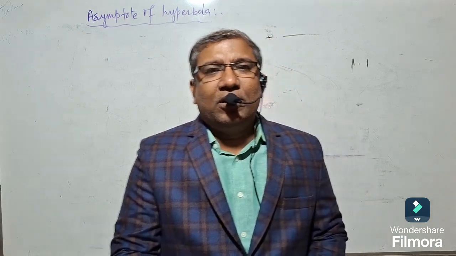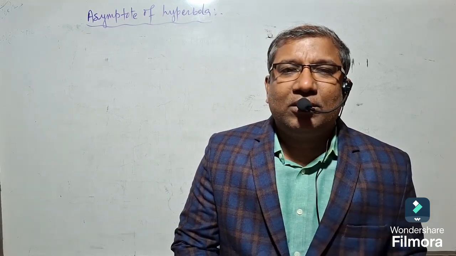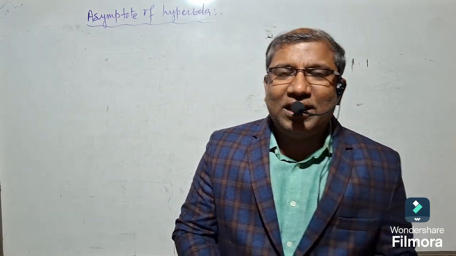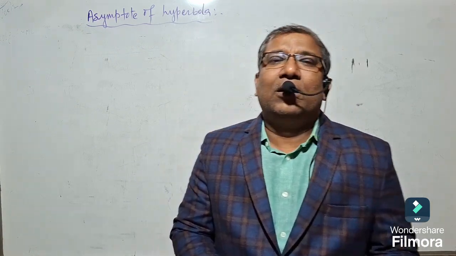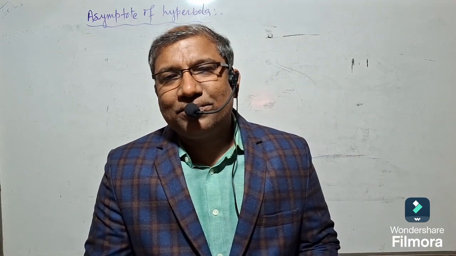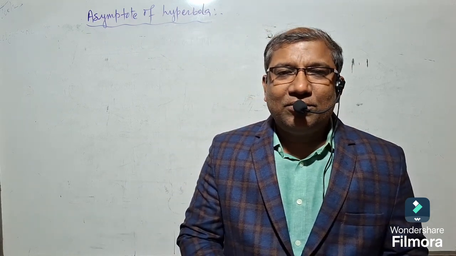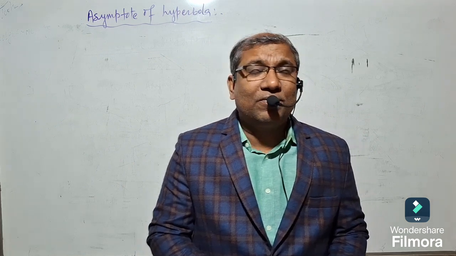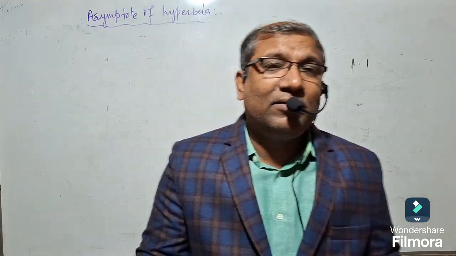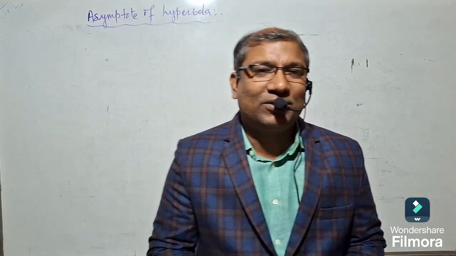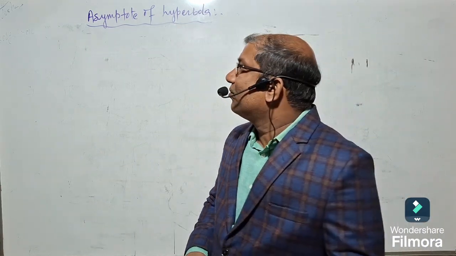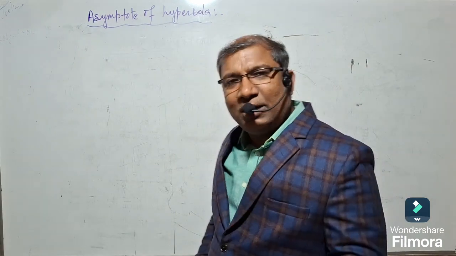Today we will discuss asymptotes of hyperbola. In the previous lecture we have already seen asymptotes. In that lecture we discussed how to find asymptotes of different kinds, like horizontal asymptotes, vertical asymptotes and oblique asymptotes. So let's begin with asymptotes of hyperbola.